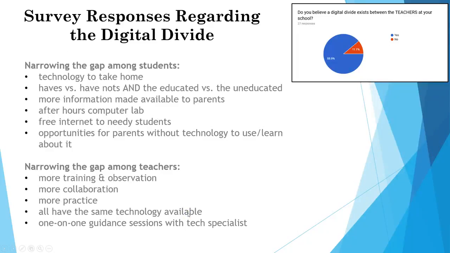These are some of the survey responses regarding the digital divide. To narrow the gap among students, you suggested having technology that can be taken home, the haves versus the have-nots, as well as the educated versus the uneducated, more information made available to parents, an after-hours computer lab, free internet for needy students, and opportunities for parents without technology to use and learn more about it.